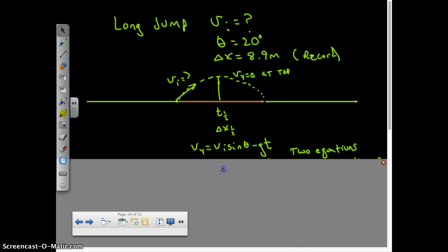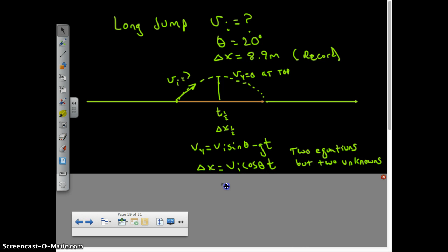So we'll use our two equations, one for y, the velocity in the y direction. That's going to allow us to take advantage of this 0 value here. And then, of course, the other equation we'll use is the one with the delta x, so we have that information. But if you take a look, we end up with two equations and two unknowns. So we have a little bit of work to do.